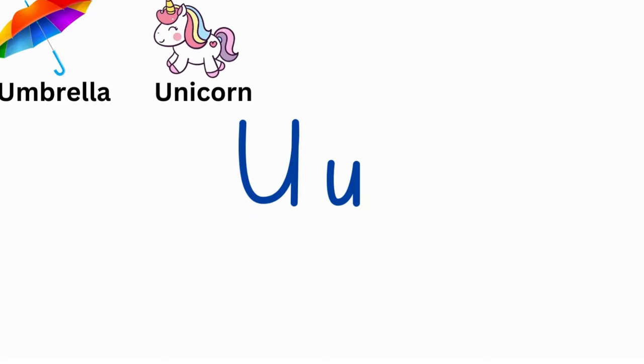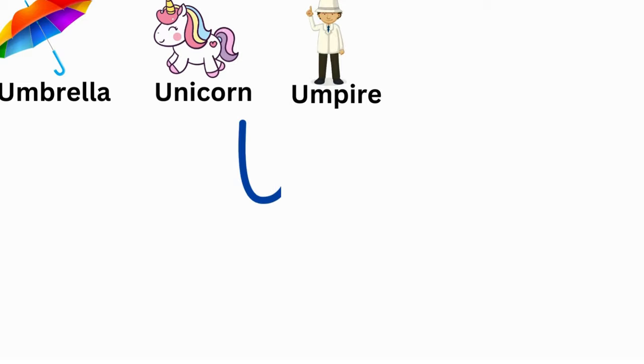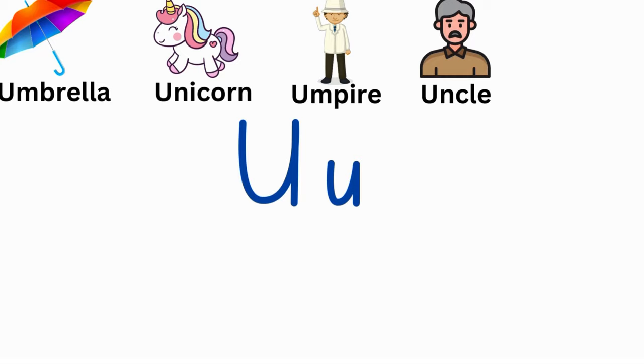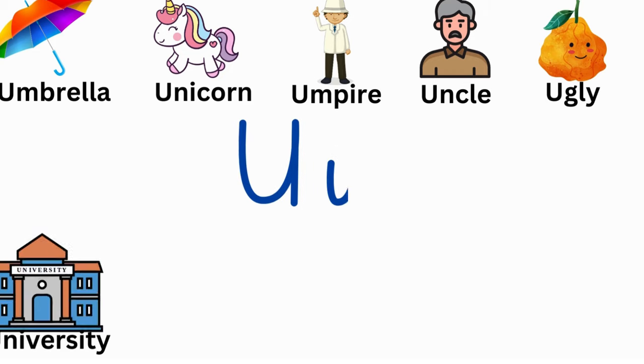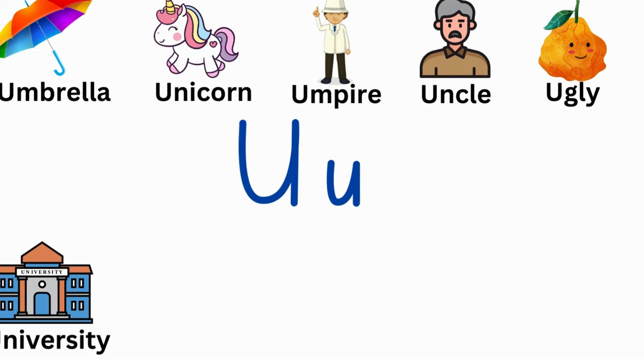U. U for umbrella. U for unicorn. U for umpire. U for uncle. U for ugly. U for university.